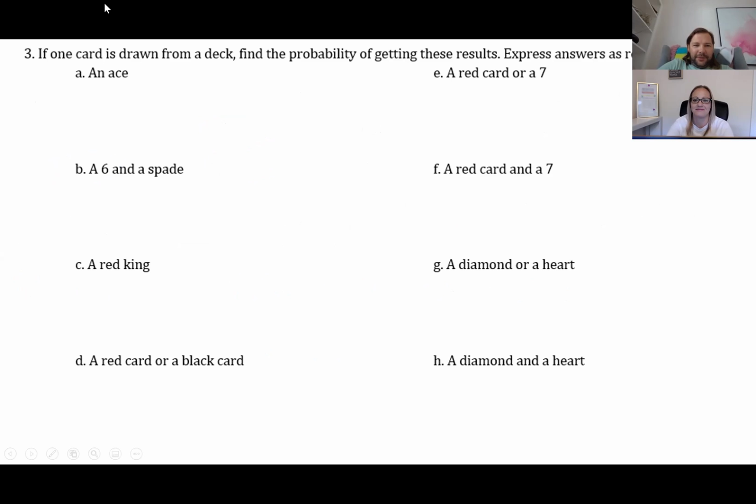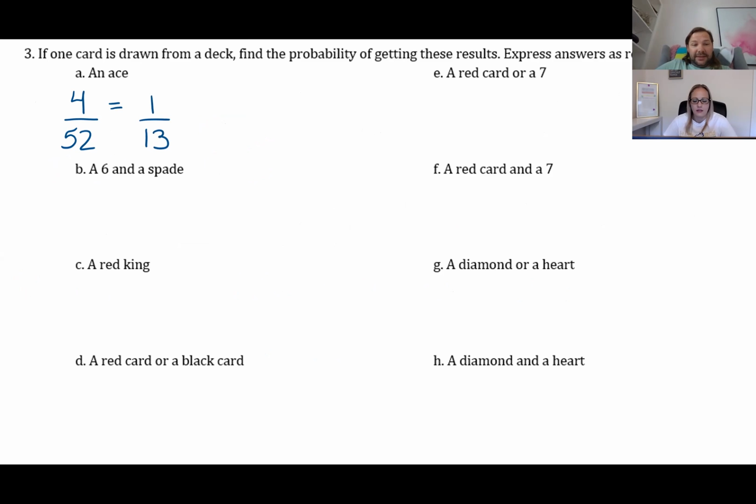Okay, I need to move our heads because they're blocking the top of this question now. So it says, if one card is drawn from a deck, find the probability of getting these results. Express the answers as reduced fractions. So the probability of getting an ace, well, there are 4 aces, and there are 52 cards in the standard deck, so that's 4 over 52, or 1 over 13.